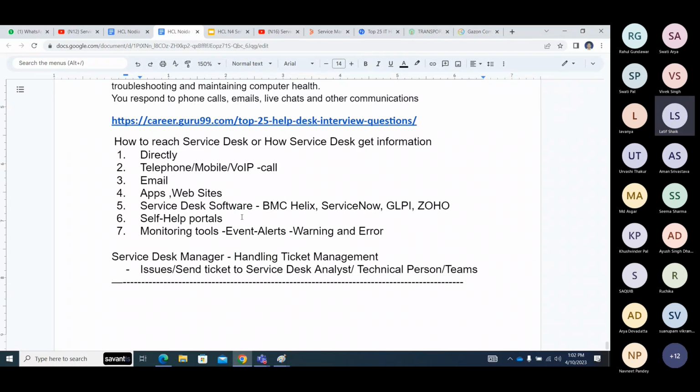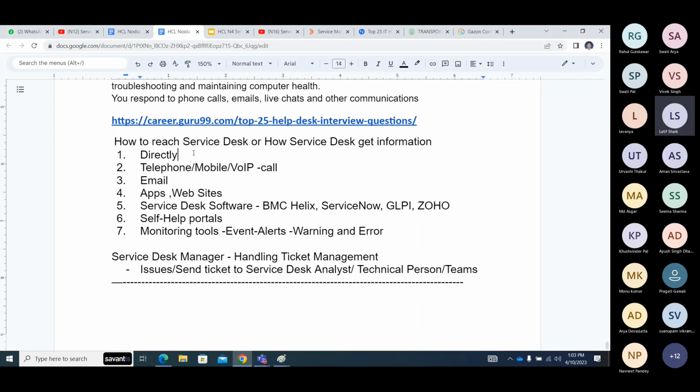Monitoring tools also help to report issues to the service desk. For example, the server is running, I'm maintaining infrastructure, and suddenly a service is down or a server is down, or storage has certain issues. So I get information through an event management system or alert management system. I get warnings and alerts from these monitoring tools to the service desk. So the service desk knows the information.